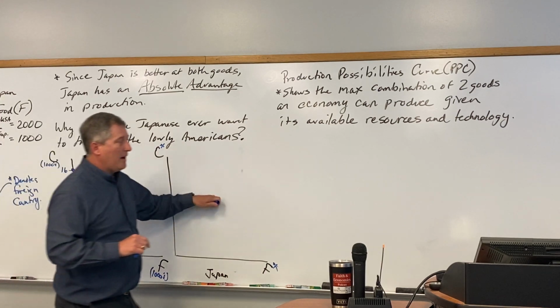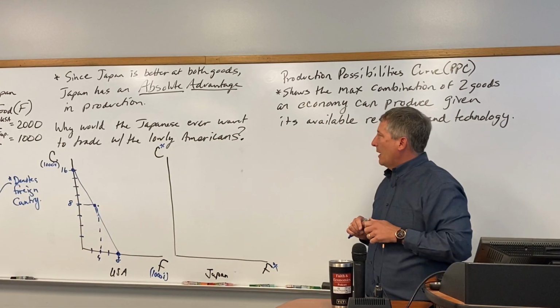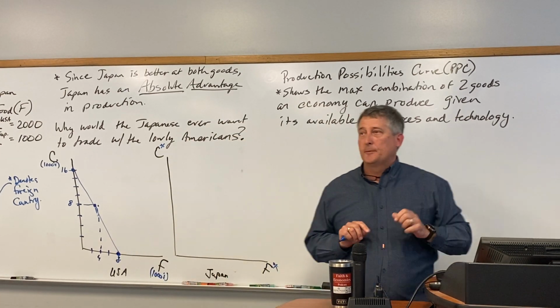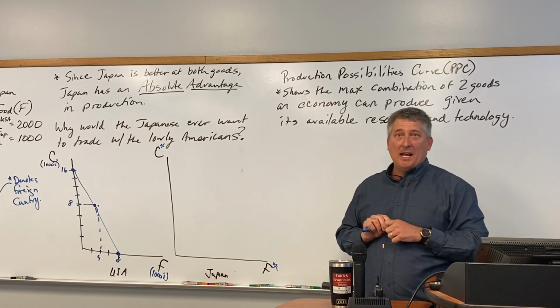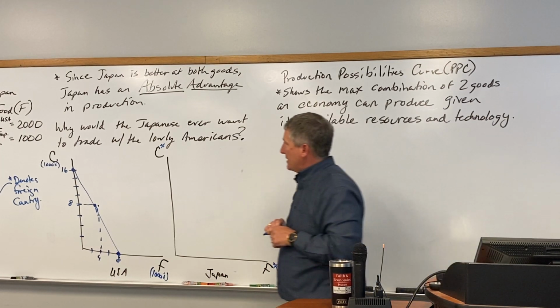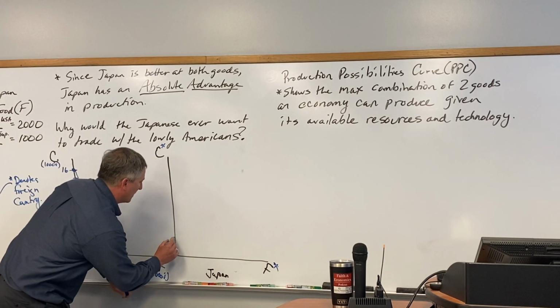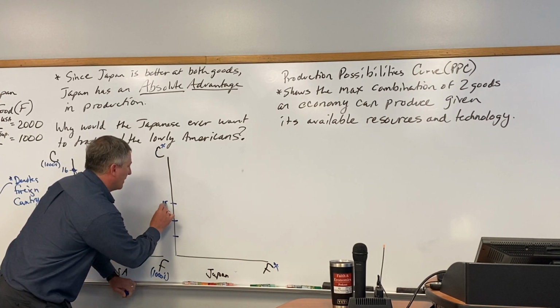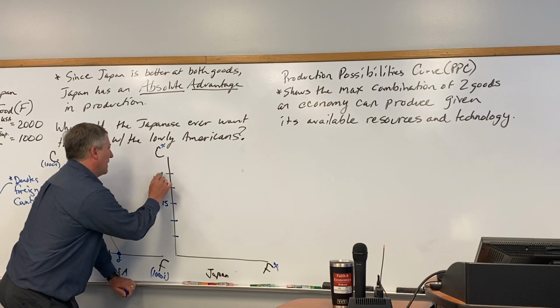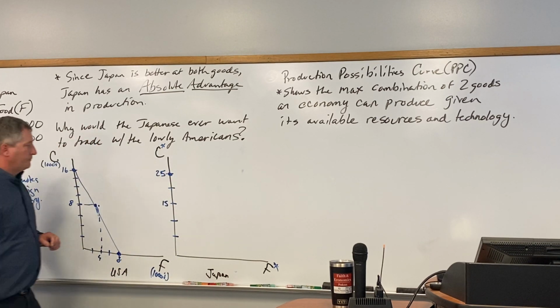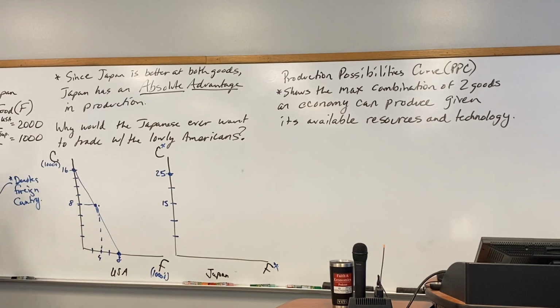All right, what about the Japanese? If they devote all their people to car production, how much can they produce? 25,000. So all 1,000 people in Japan being devoted to car production gives us 25,000. So let's go 5, 10, 15, 20, 25. And if we devote all 1,000 people to food production, 5,000.